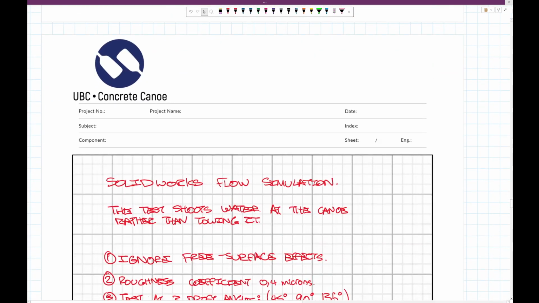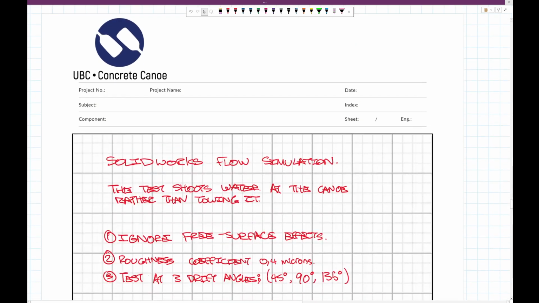So, for SolidWorks flow simulations, there's a couple different assumptions that we made to help us run it a little bit simpler. Basically, instead of us towing the canoe, we just leave the canoe stuck in its spot, and we shoot water at it at an angle, and then we measure the forces and the moments when that occurs.